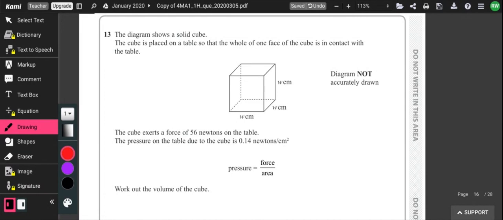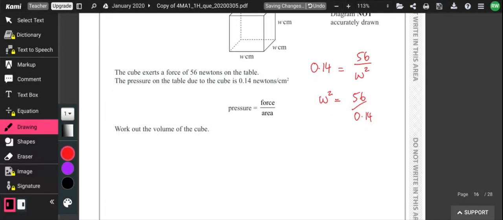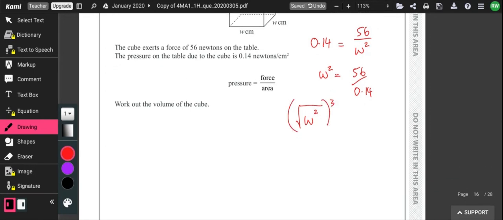Question 13 is a pressure question. We have a pressure of 0.14 and a force of 56 newtons, and then we have an area of W squared. So W squared will be 56 divided by 0.14. And to work out the volume of the cube, we're going to have to do the square root of W squared, and then we're going to cube that. Okay, so 56 divided by 0.14, we're going to square root that and then cube it.